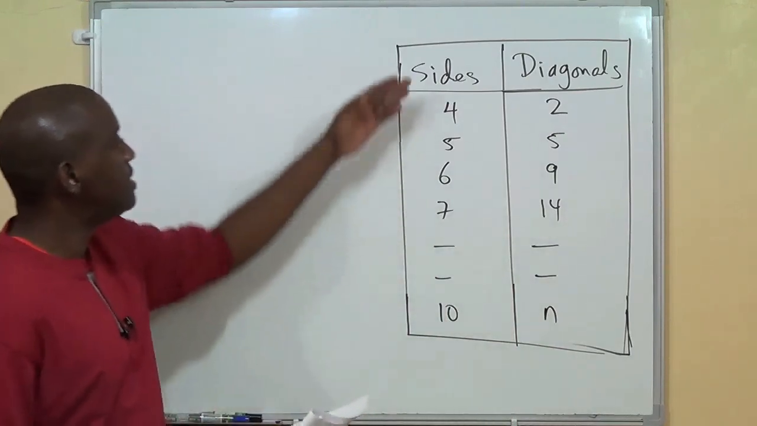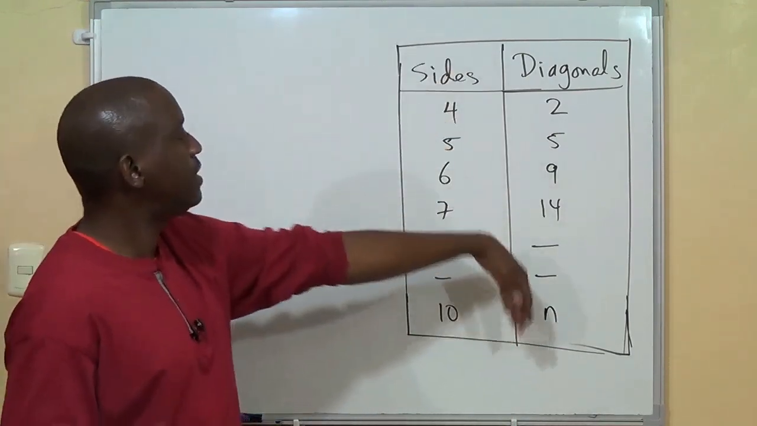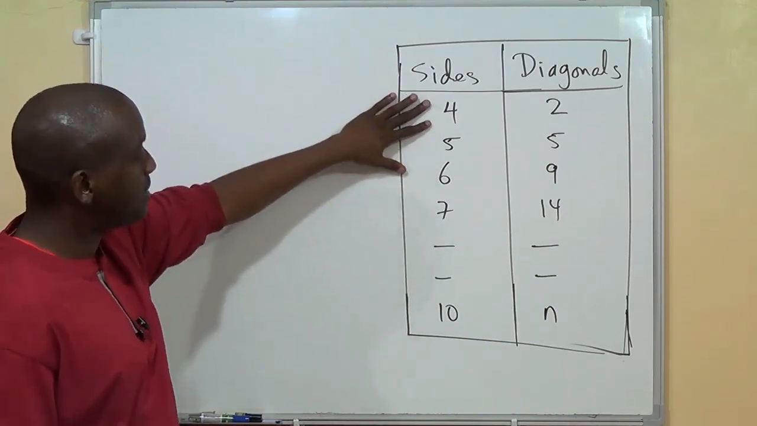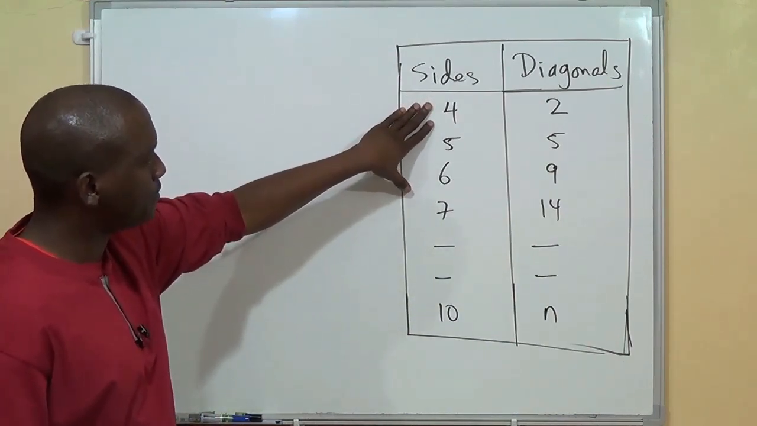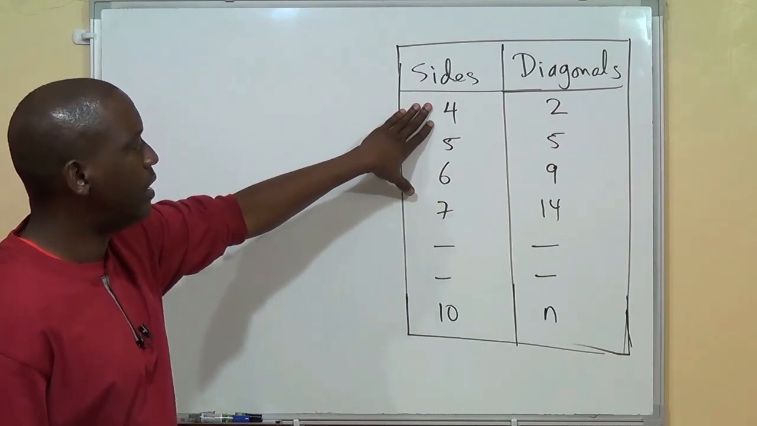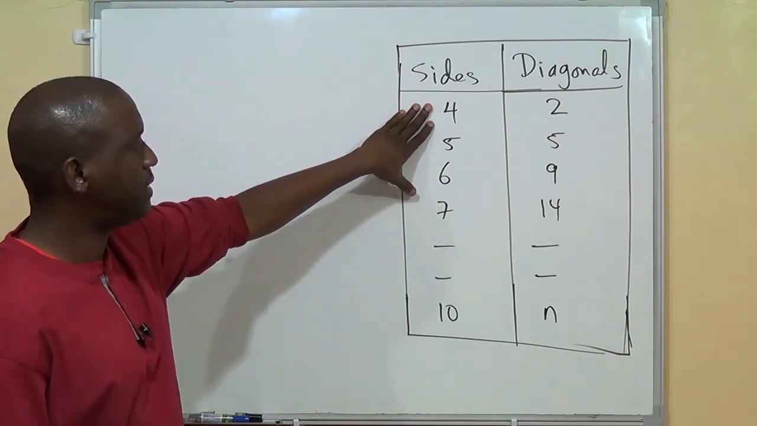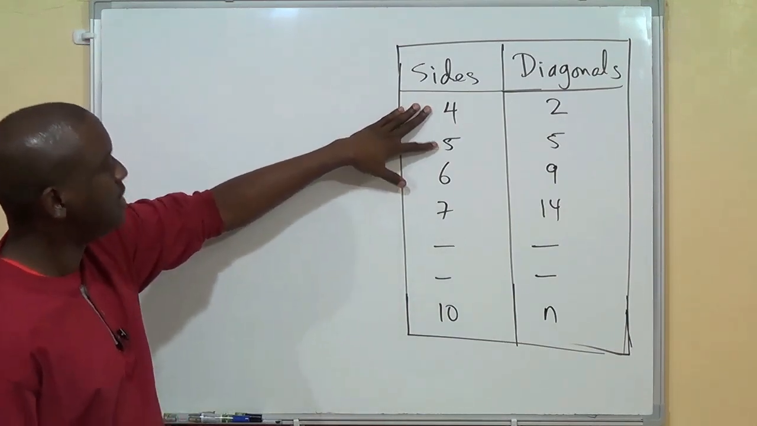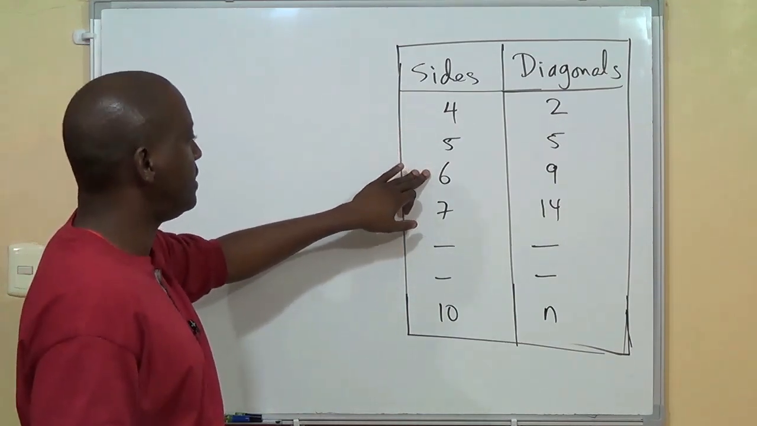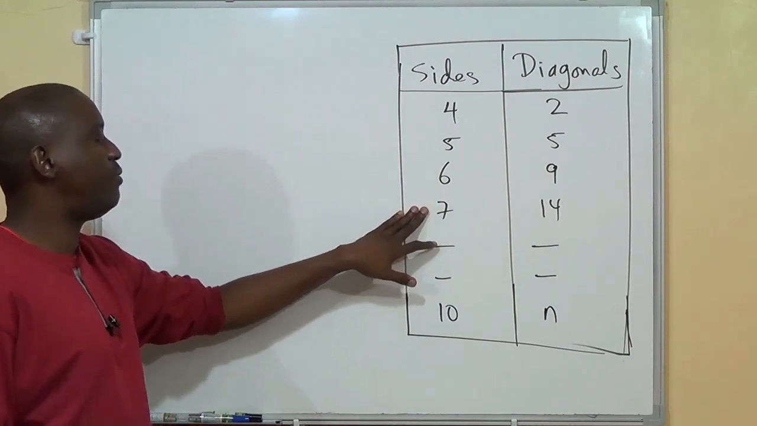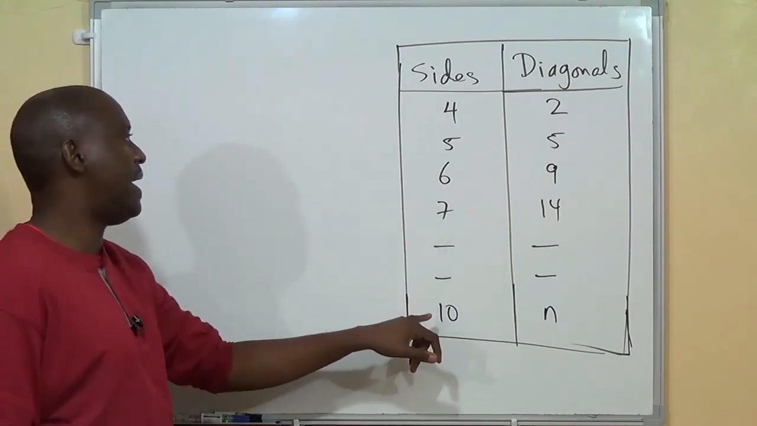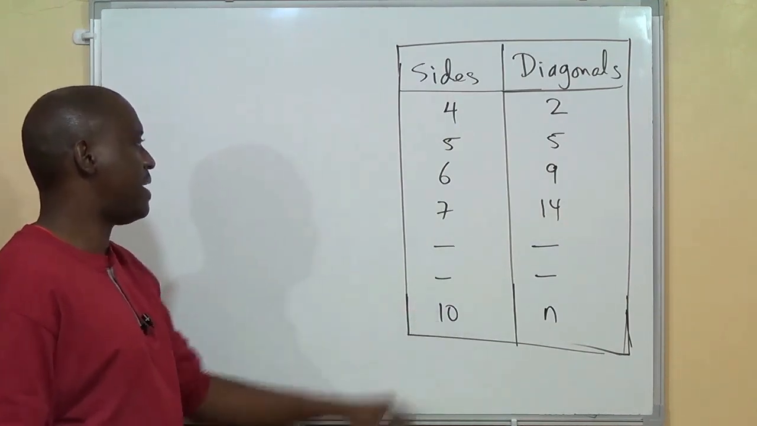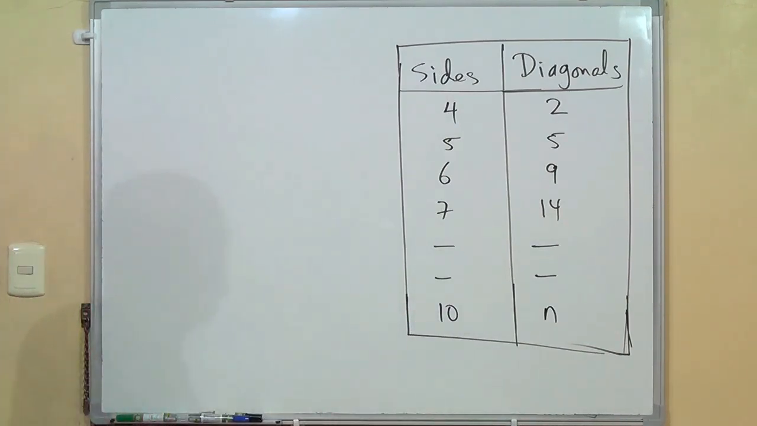So we have sides and we have diagonals. The number of sides increases by 1 as they go up, right? Starting with 4 sides, where you have 2 diagonals. 5 sides, you have 5 diagonals. 6 sides, you have 9 diagonals. 7 sides, you have 14 diagonals. And 10 sides, you have n diagonals.